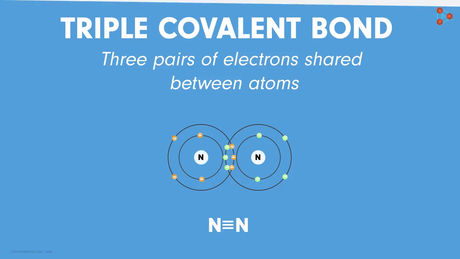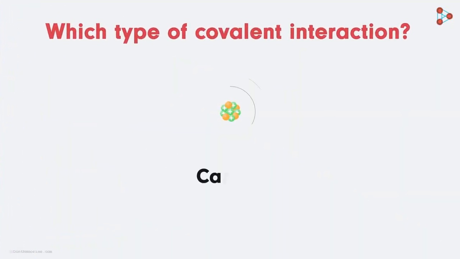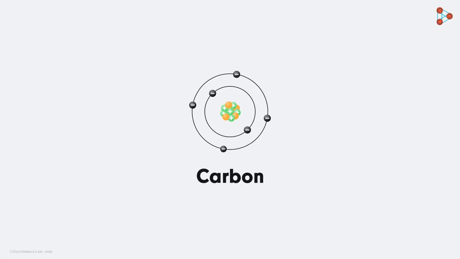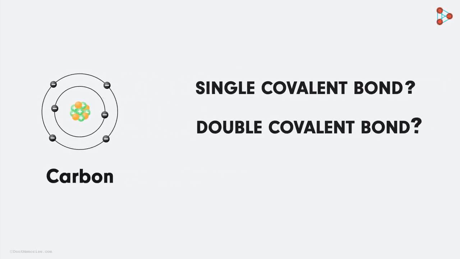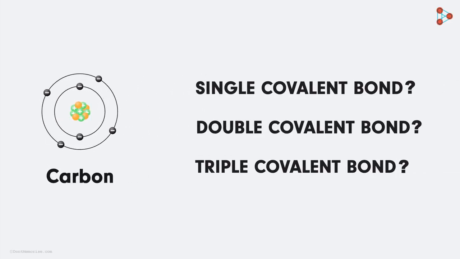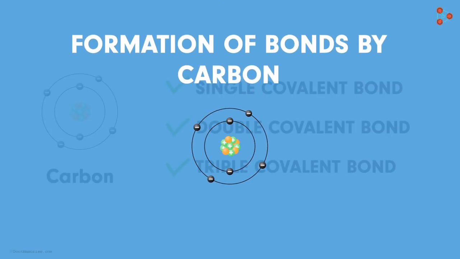Now tell me one thing, which type of covalent interaction does carbon prefer? Does it opt for a single or a double or a triple covalent bond? Astonishingly, carbon has the ability to form all these types of covalent bonds with different elements. Yes, it can have any of these covalent interactions with atoms of other elements or even with other carbon atoms for that matter. In the next video, let's have a look at how exactly carbon forms bonds.